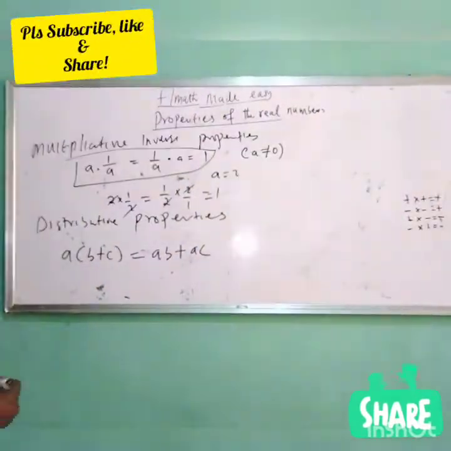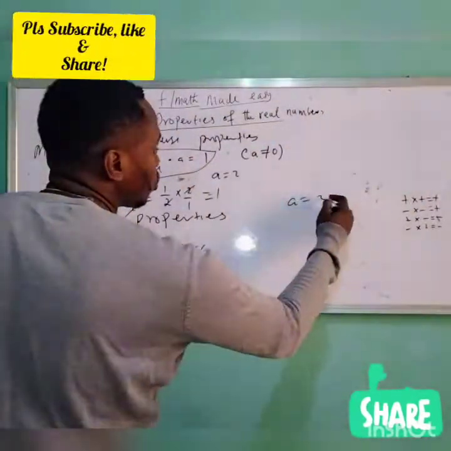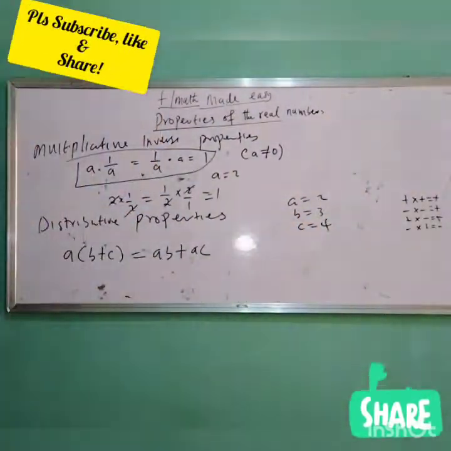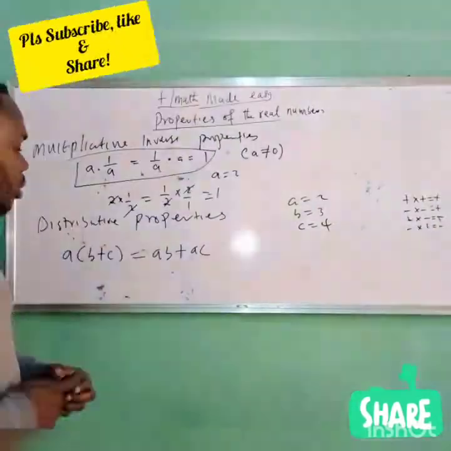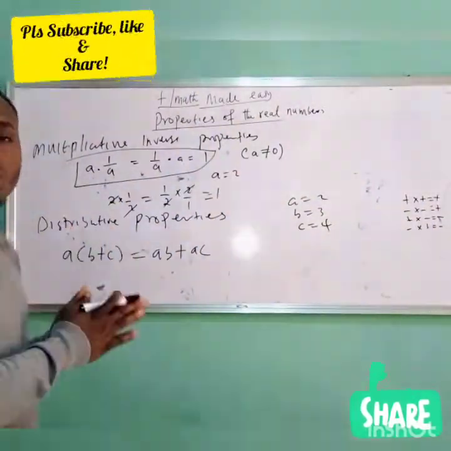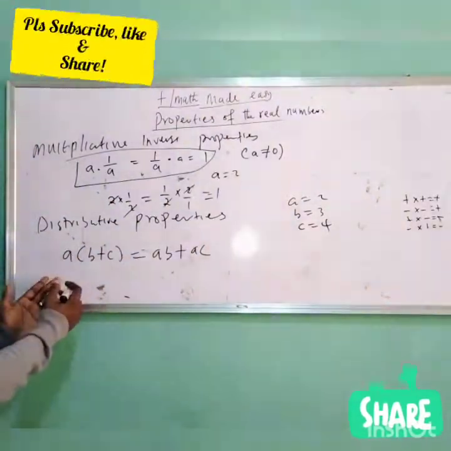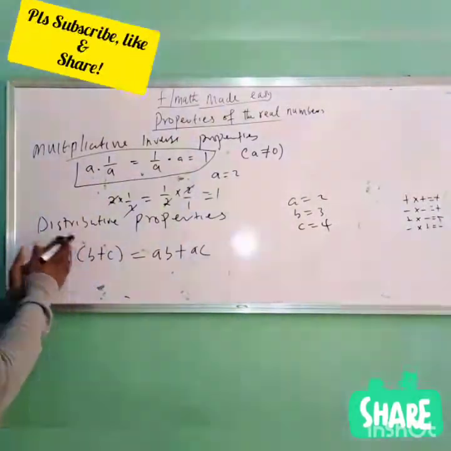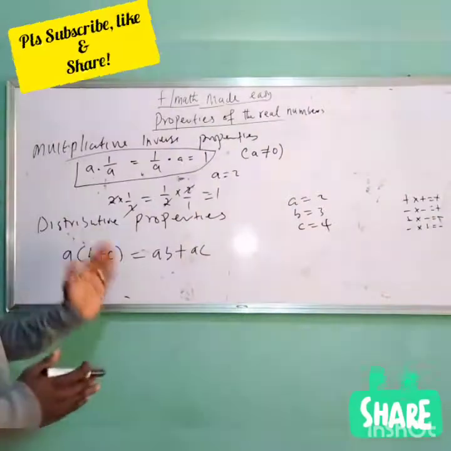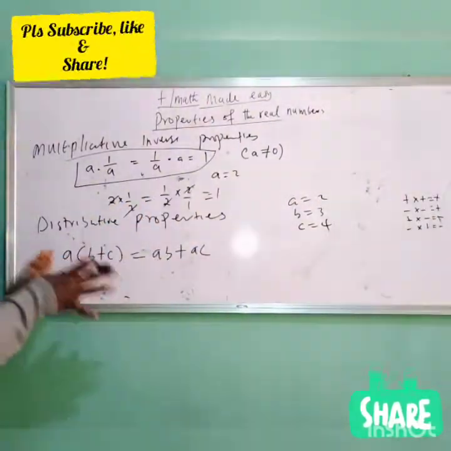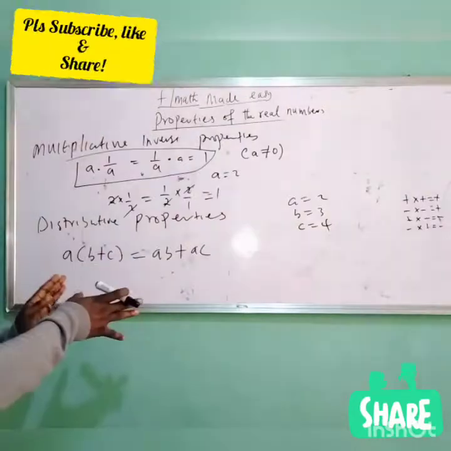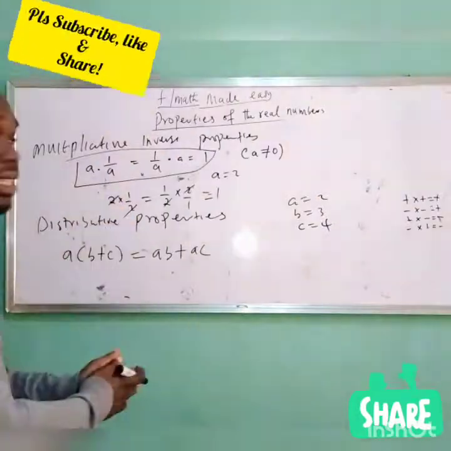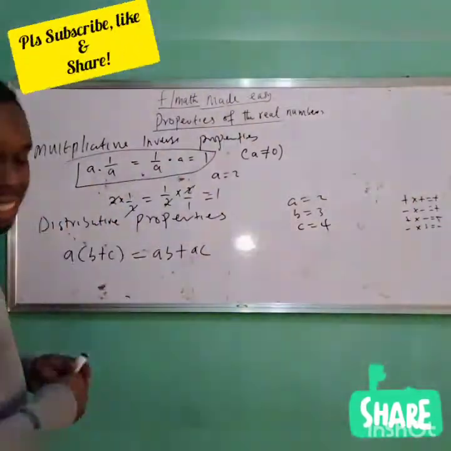So just easy. Let's take an example. Let's say a is 2, b is 3, and c is 4. To show that this is true, the left hand side must equal the right hand side, as you can see here: a(b + c) equals ab + ac. For you to prove that this property is true, you need to solve them separately. You solve the left hand side and you solve the right hand side separately. So we are going to do that here.